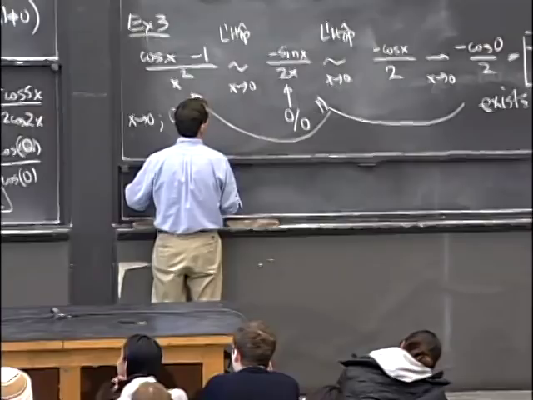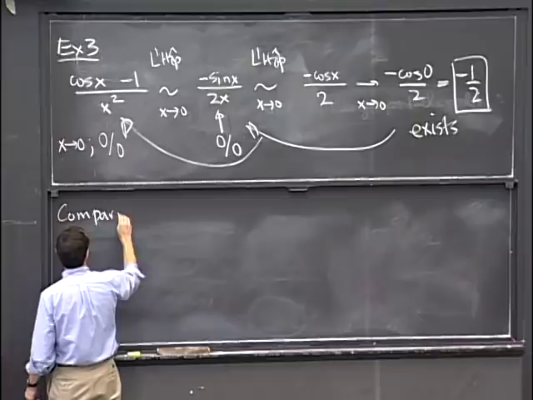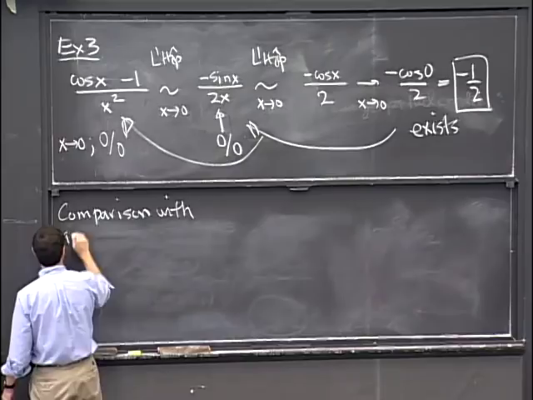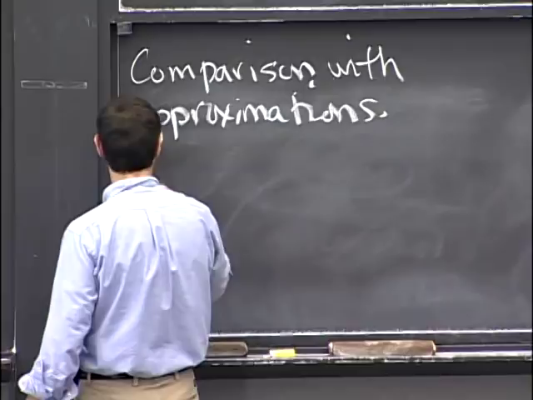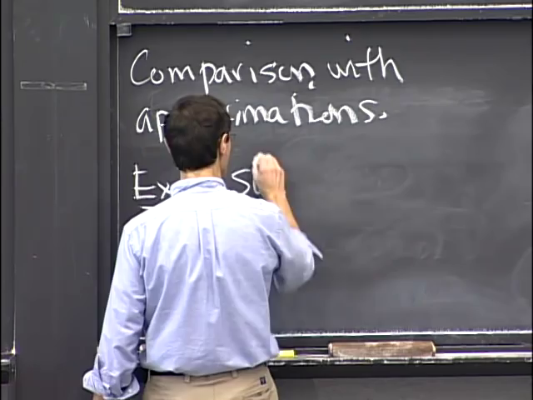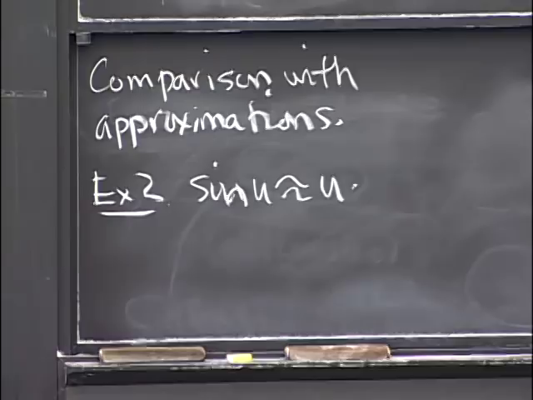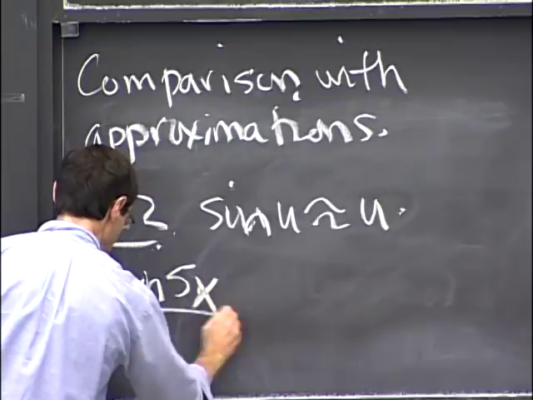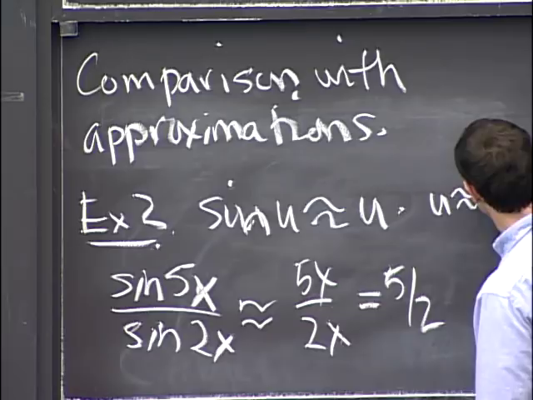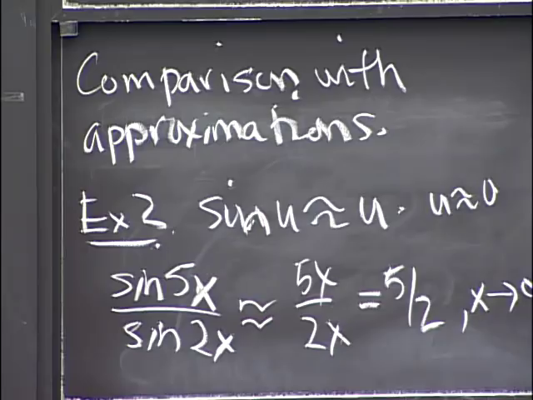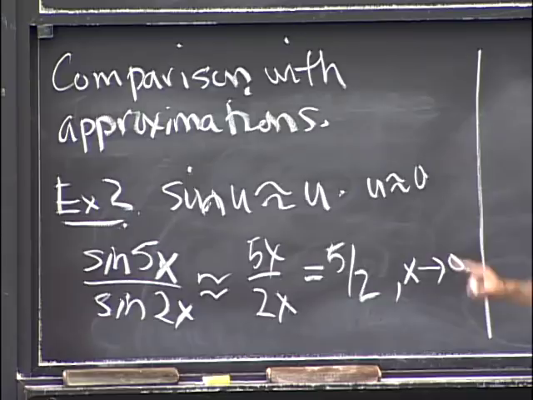All right, so here's a calculation which we just did, and we evaluated this. Now, I want to make a comparison with the method of approximation. In the method of approximations, example 2, the example with the sine function, we would use the linear approximation sine u is approximately u. Then sine of 5x divided by sine of 2x is approximately 5x divided by 2x, which is, of course, 5 halves. This is true when u is approximately 0, and certainly as x goes to 0. It's going to be a valid limit.